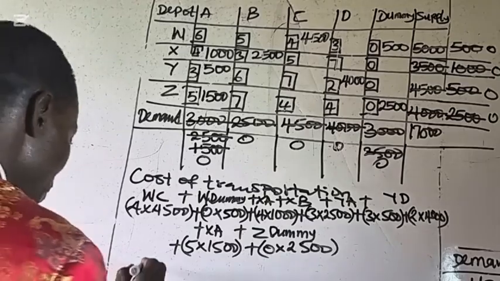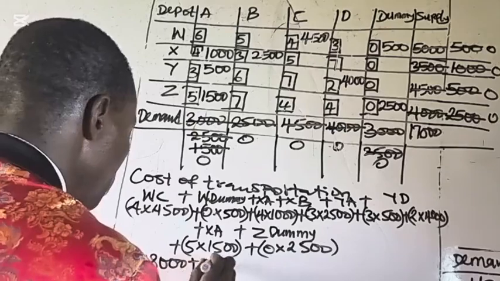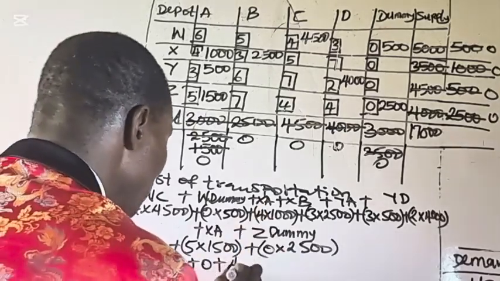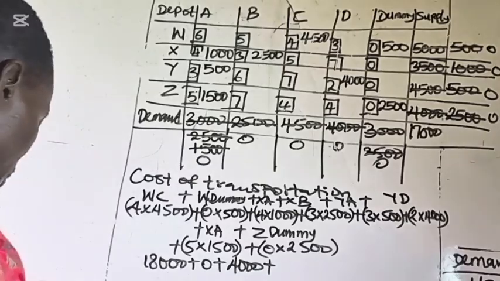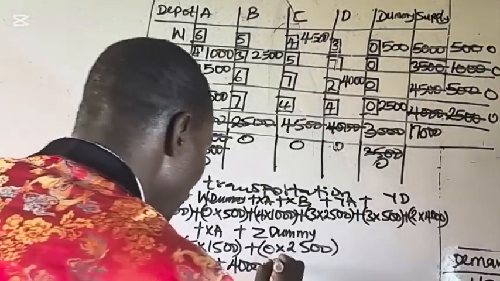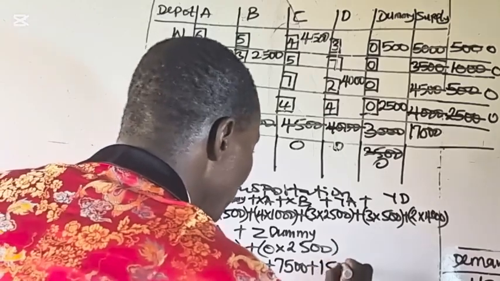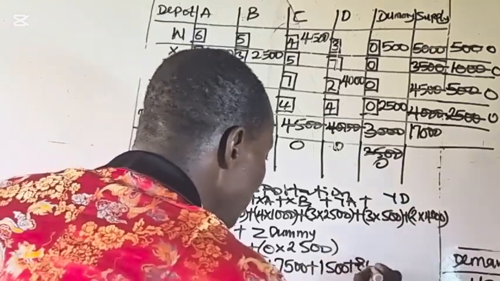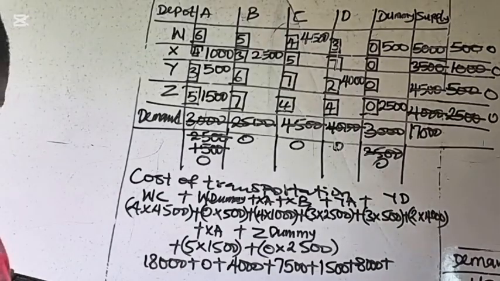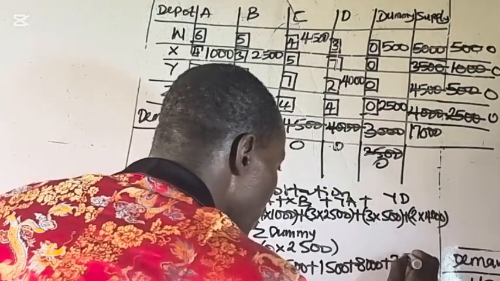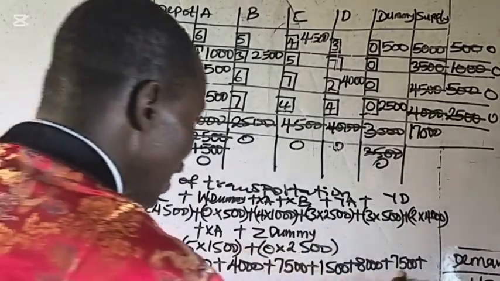We have 18,000 plus 0 times dummy is 0 plus 4 times 1,000, that is 4,000 plus 3 times 2,500, that is 75 plus 3 times 500, that is 15 plus 2 times 4,000, that is 8,000 plus 5 times 15, that is 75 plus 0 times 25, that is 0.